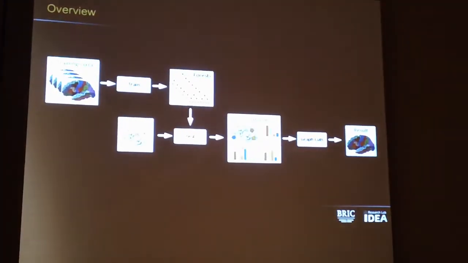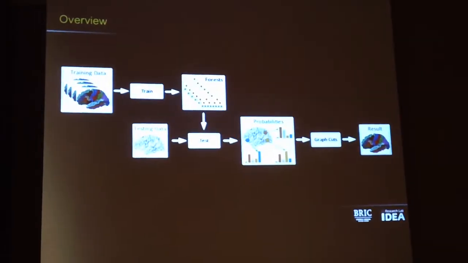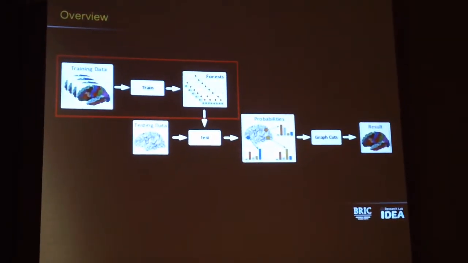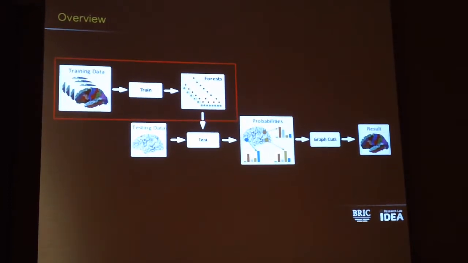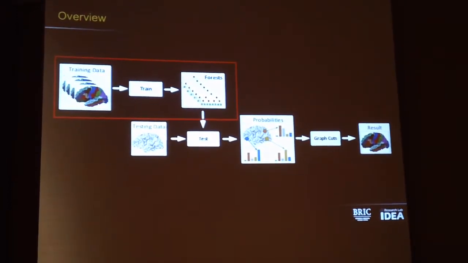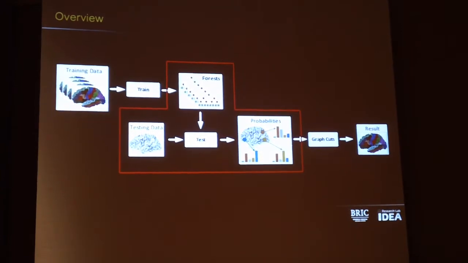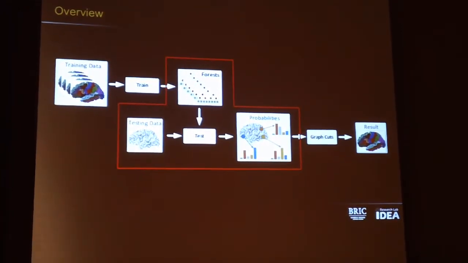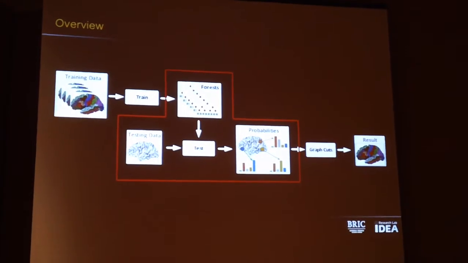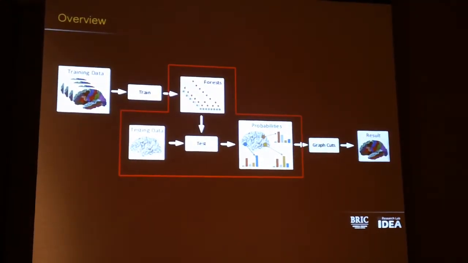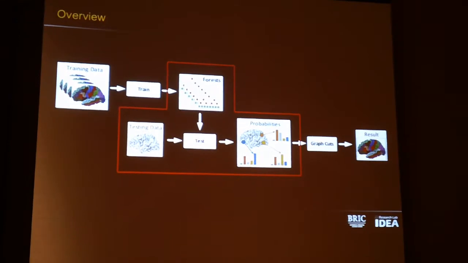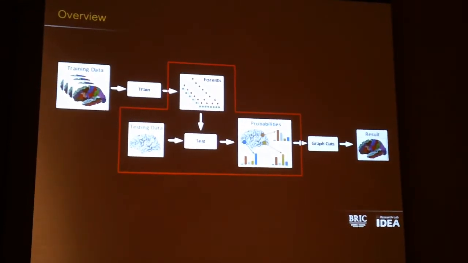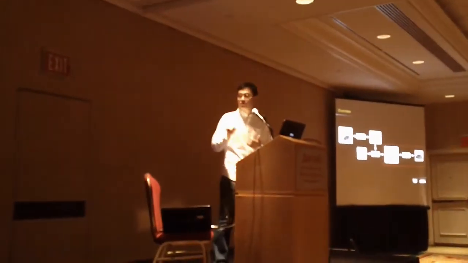This is the pipeline of our method. In the training stage, using the training data, we first train a set of random forests. In the testing stage, given the testing data, we will use the forests to classify each vertex on the cortical surface. For each vertex, we will have a probability distribution suggesting which cortical region the vertex belongs to. Next, we'll use graph cut to refine this result and get the final result.